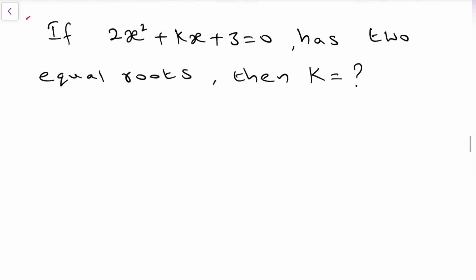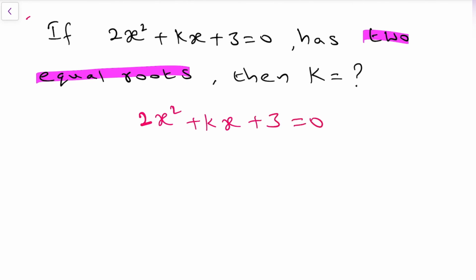Next, if 2x² + kx + 3 = 0 has two equal roots, then find the k value. Here the x² coefficient is 2, so that is the a value. The x coefficient is k, that is the b value, and the constant is c, that is 3. Now in the question it is clearly mentioned that the given quadratic equation has two equal roots. What is the formula for two equal roots? b² - 4ac is exactly equal to 0.